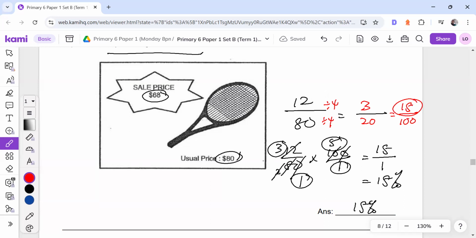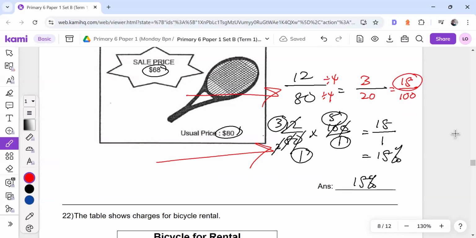So which way do you like? You like this way? You like the first? Which one do you like? You like this one or you like this one? I don't know lah. You choose lah. You choose whichever you like to get your percentage. Okay? Okay, let's go on to question 22.